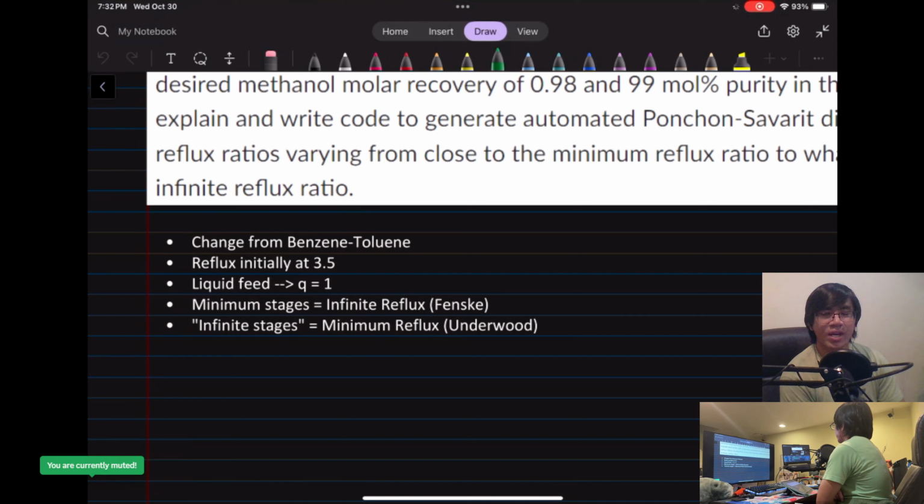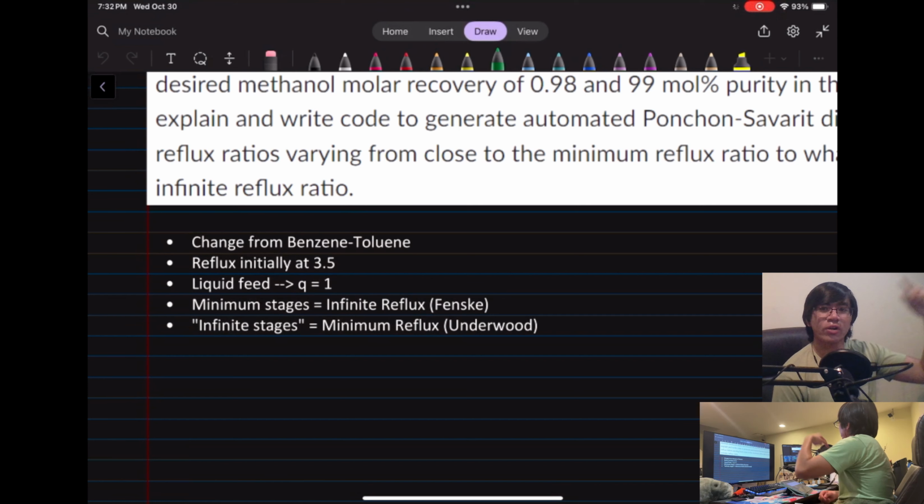Ponchon-Savarit, it's better to have a mixture that's harder to separate, since with azeotropes, obviously, I think I mentioned this in the last video, they're harder to separate past the azeotrope, that point where the vapor and liquid mole fractions are identical. And obviously before that point, before the azeotrope, if you remember the curve, there was a much bigger curve deviating from the 45-degree line. So obviously there's easier separation before the azeotrope.